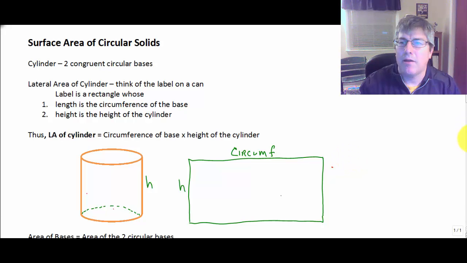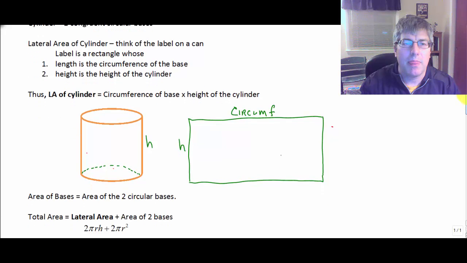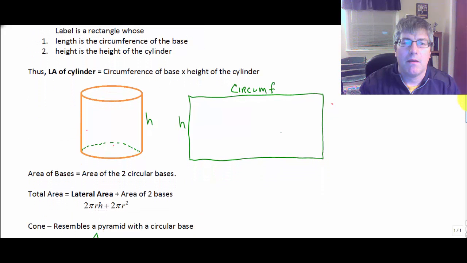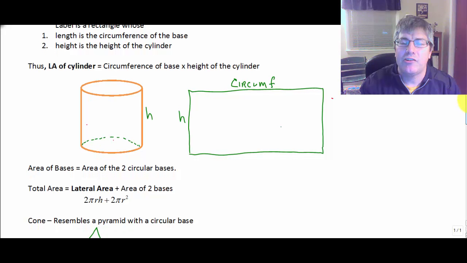Which means then my formula for my lateral area will be 2 pi r h, or diameter times pi, times height, plus the area of my two bases then makes up my total area, my two bases of pi times radius squared. So that would be the total area of my cylinder.